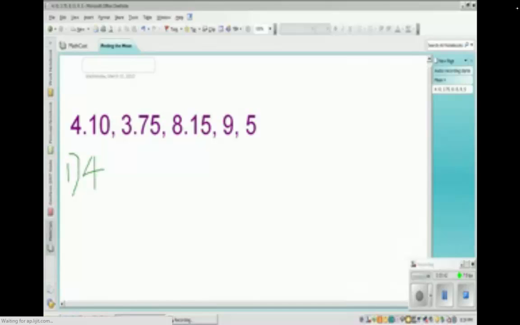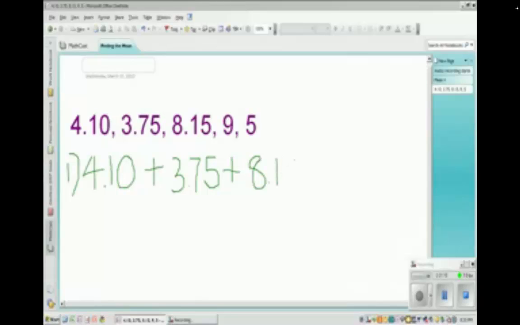So we write 4.10 plus 3.75 plus 8.15 plus 9, and lastly plus 5. And that gives us a total of 30.